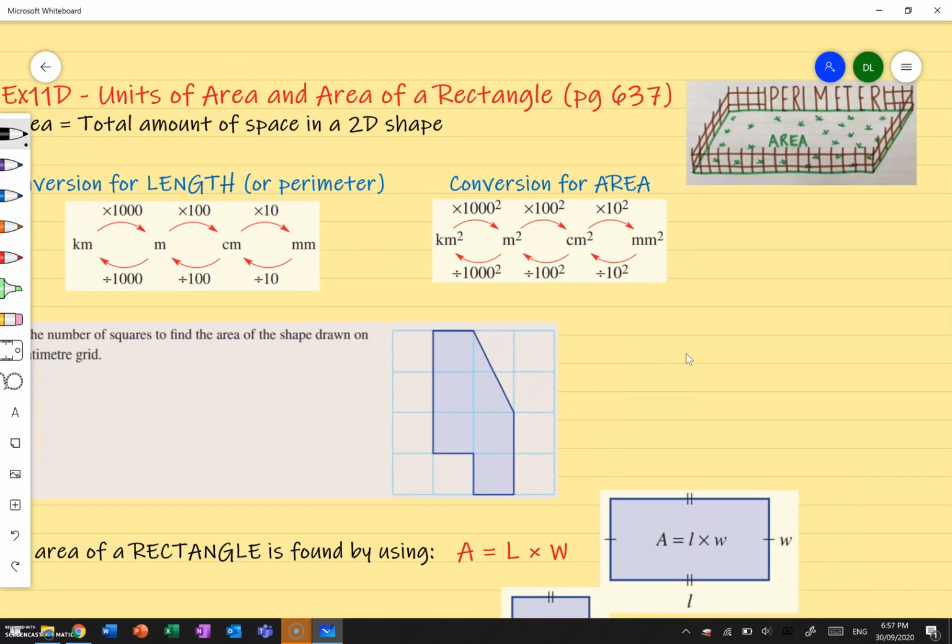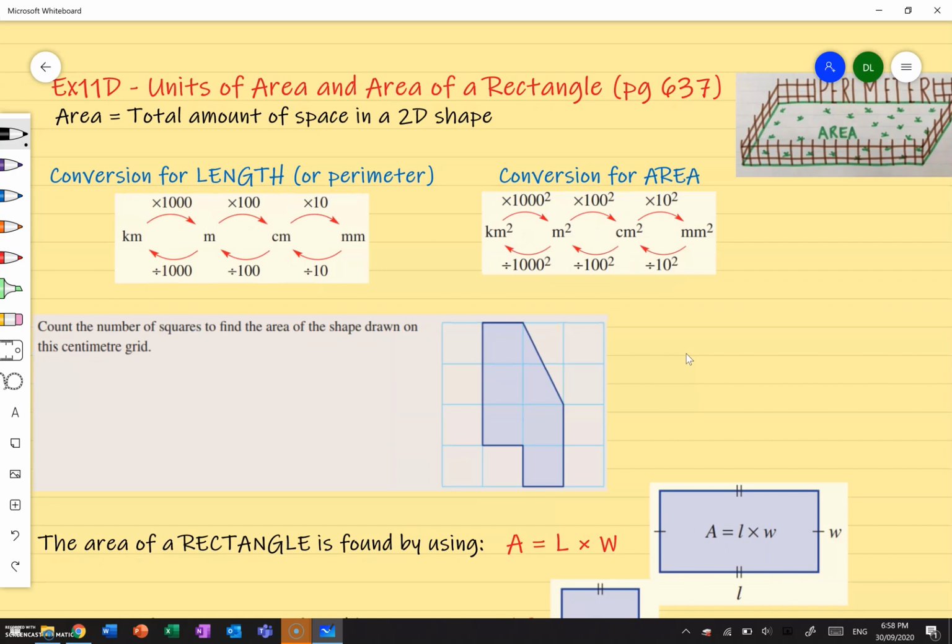Just a reminder for those who forgot, our perimeter is the distance around the grass area, for example the length of the fence, whereas the grass is the area that we're looking at, okay? This one over here should look quite familiar. This is the conversion chart for our length, or in other words, perimeter. And on the right over here, I've got the conversion for area.